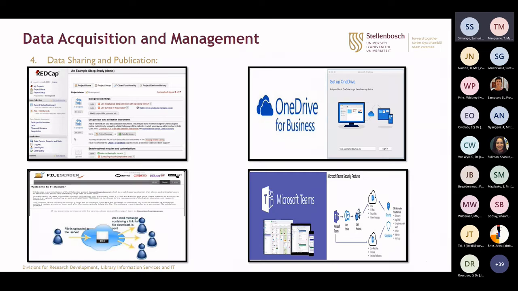Now, when it comes to the sharing and publication of data, the RDM regulations do have certain stipulations. Researchers are obviously permitted to share their data, but such data sharing should take place in a secure manner. And the images that you see on the screen depict the data sharing platforms that can be used. In this case, REDCap. Researchers can use FileSender, Microsoft OneDrive, as well as Microsoft Teams. Once again, these are the institutional versions of Microsoft Teams and OneDrive, rather than third-party tenants.